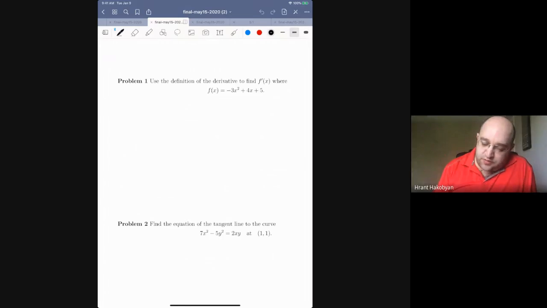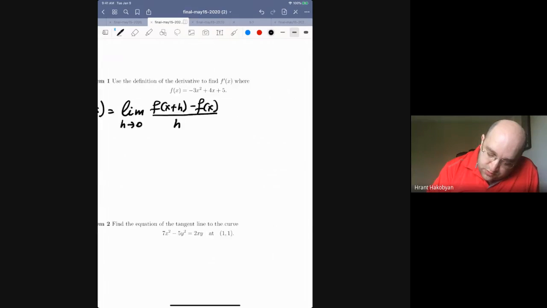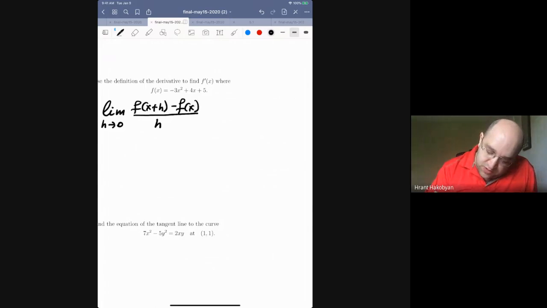Use the definition of the derivative to find f prime of x, where f of x is equal to negative 3x squared plus 4x plus 5. I'm just going to write the definition of the derivative. So f prime of x is equal to the limit as h goes to 0 of f of x plus h minus f of x, divided by h. For this we're going to write down what f of x plus h is. So let's write it down. The limit as h goes to 0 of this expression here.